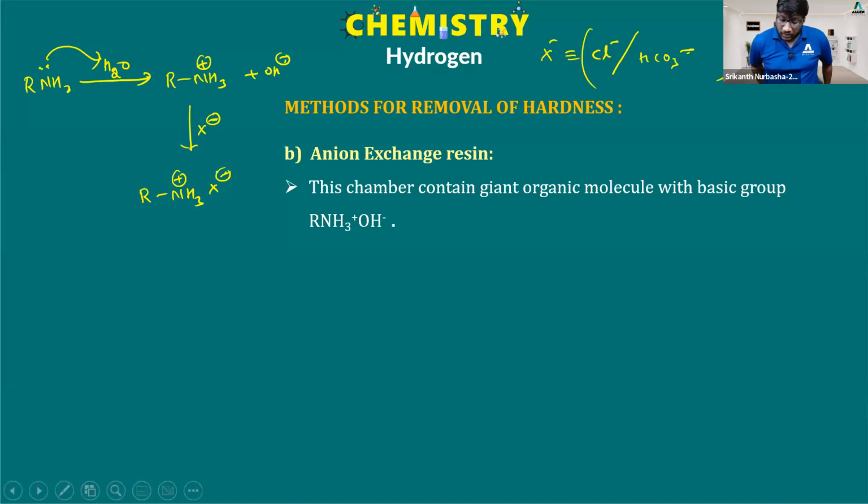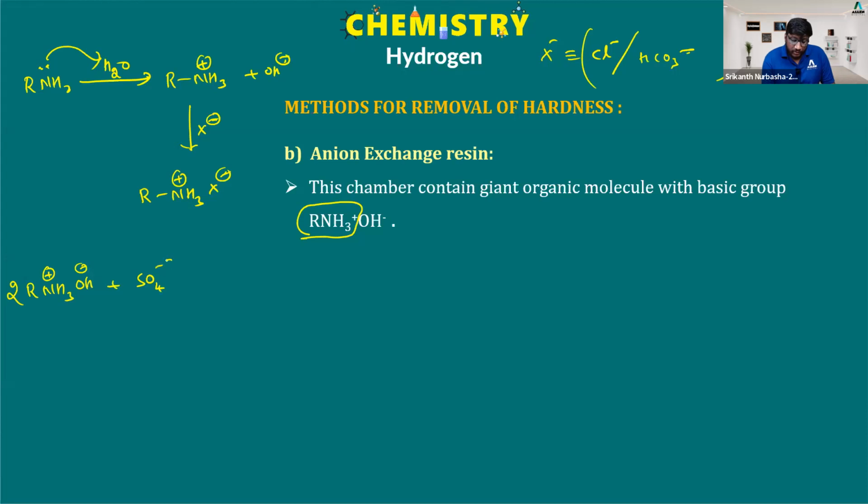So this chamber contains an organic molecule with basic group. This RNH3 plus group will try to react with the chloride ions or HCO3 minus ions, and two such RNH3 plus species are required, with OH minus, to react with sulfate and form RNH3 taken twice SO4. That is going to be formed, because sulfate has minus 2, and this RNH3 plus only has a positive 1 charge on nitrogen.